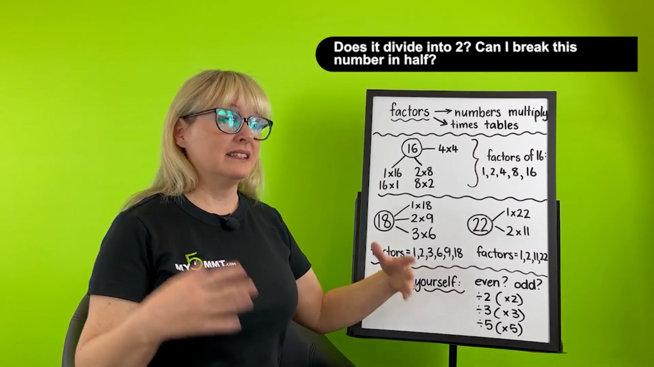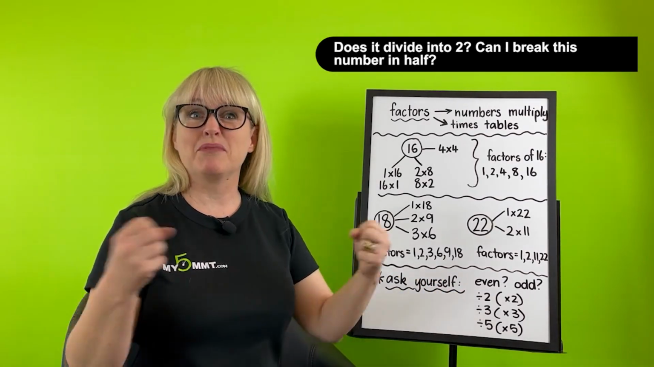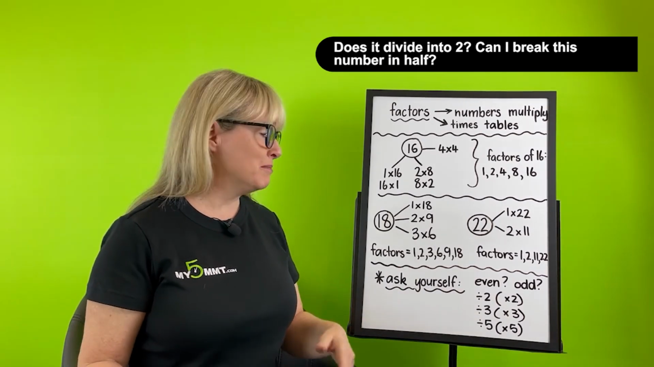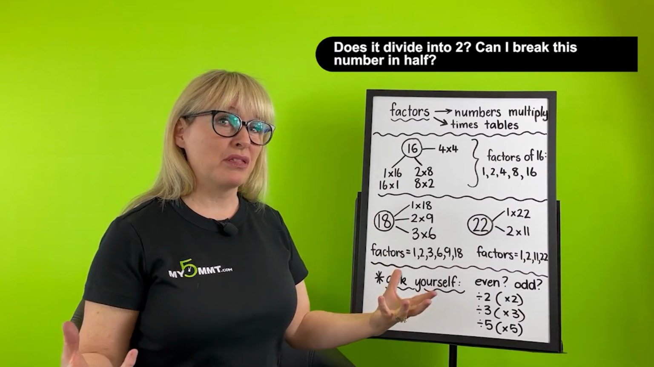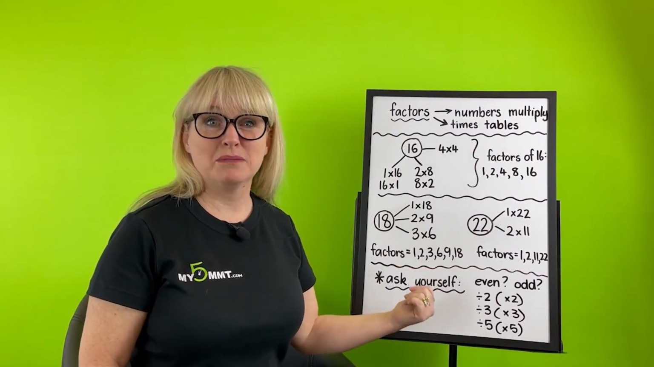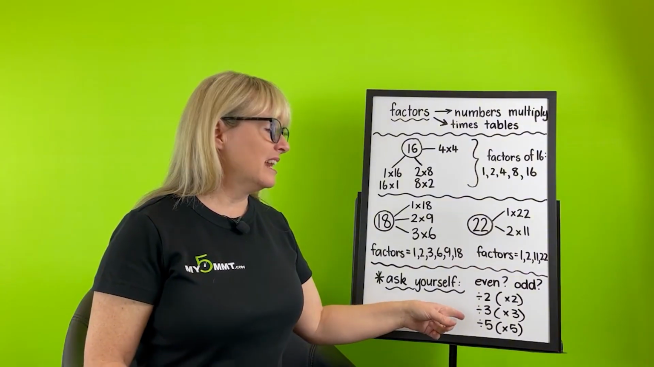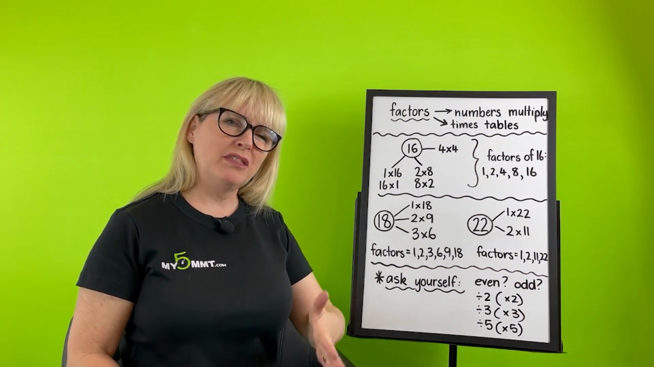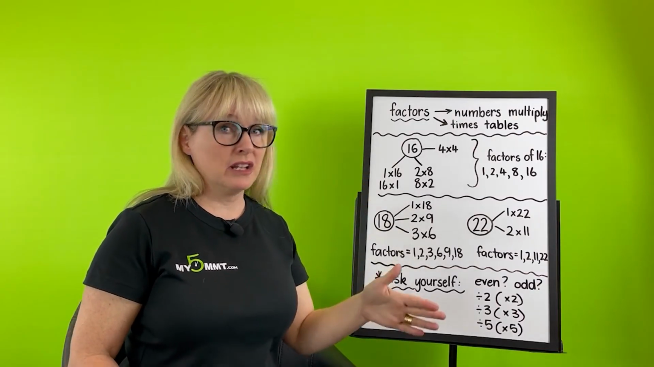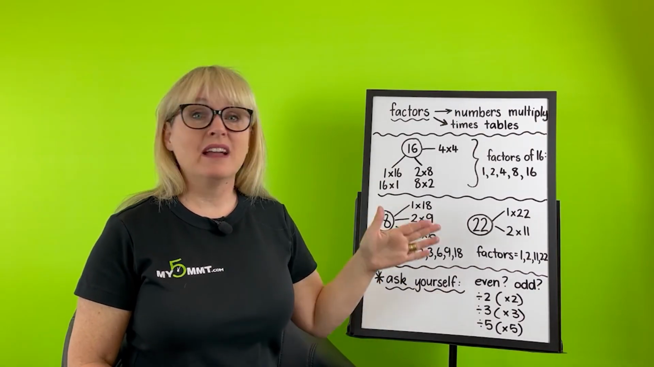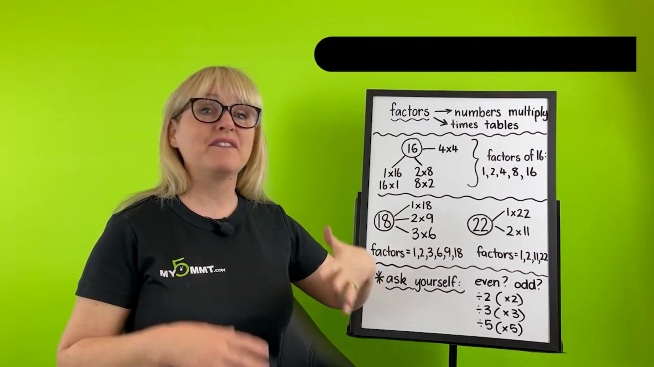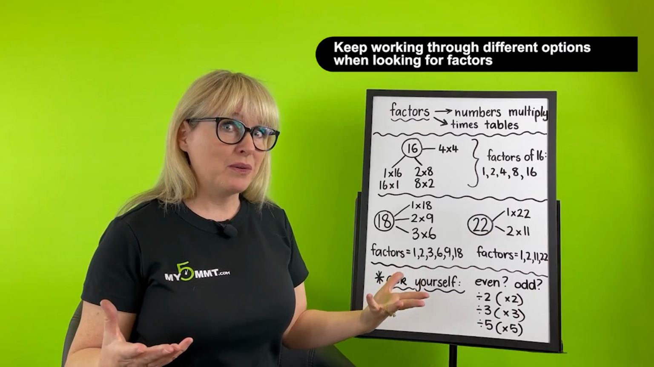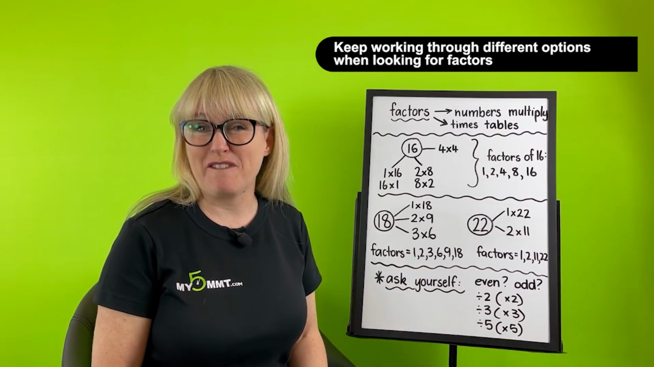We could think, does it divide into 2? Can I break this number in half, which links to my multiplied by 2 tables? Can I break it into 3 bits, which links to my times 3 tables? Can I do it by 5 and link to my 5 times tables? Working through from 1 times, can I do 2 times? Can I do 3? Can I do 4? Can I do 5? And keep working through different options. They're great questions to ask yourself when you're looking for factors.